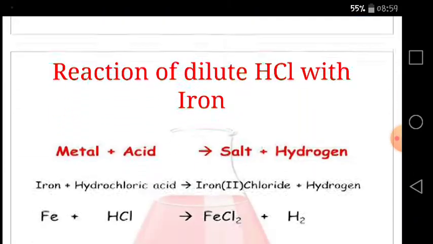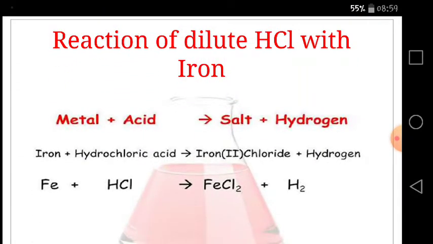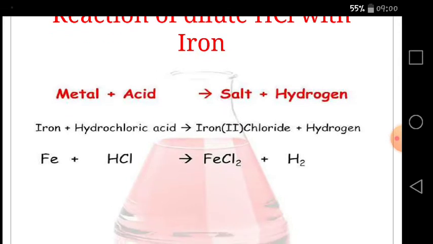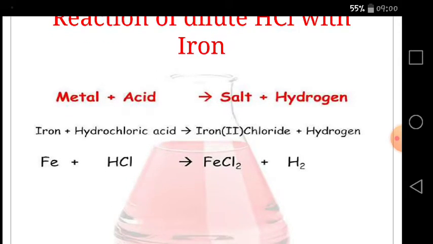Now we are focusing on the reaction of dilute HCl with iron. You can see that when we place the hydrochloric acid in a test tube and then add the iron filings to it, gas is coming out, and we have to perform the litmus paper test and the lighted splint test to test the gas which is coming out from this reaction.